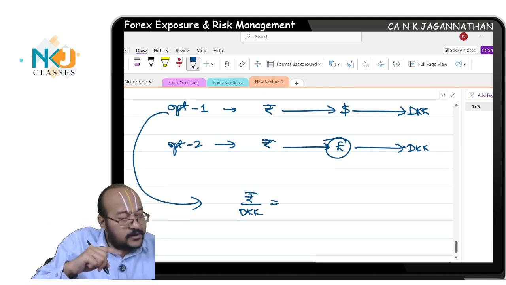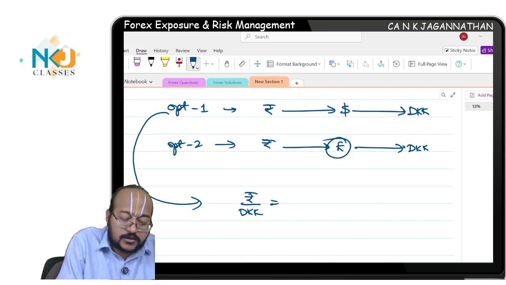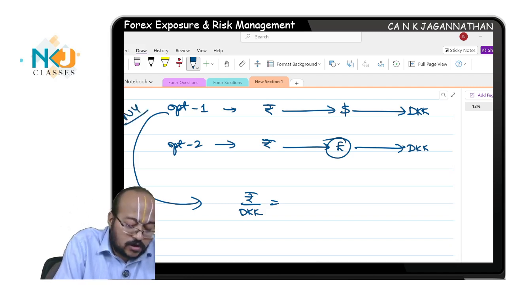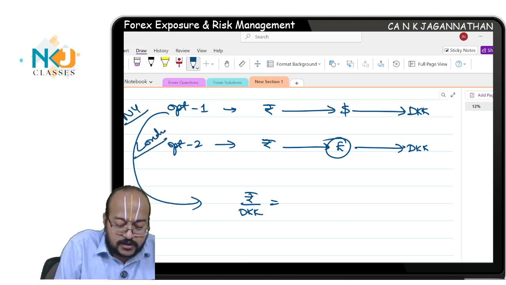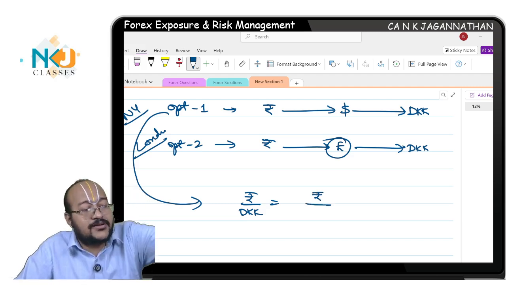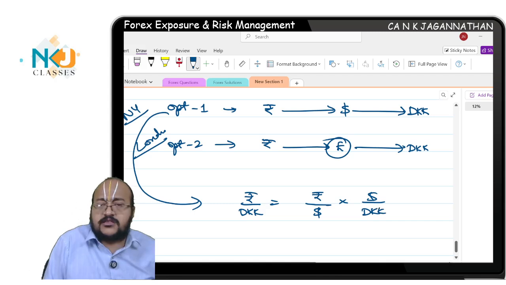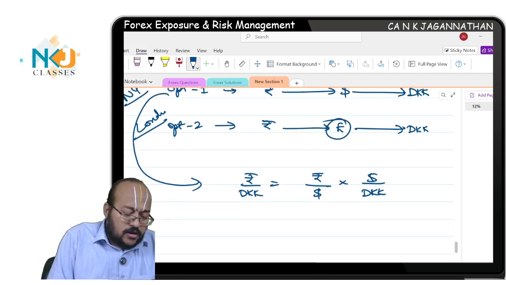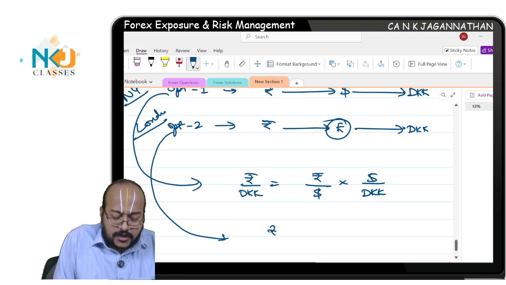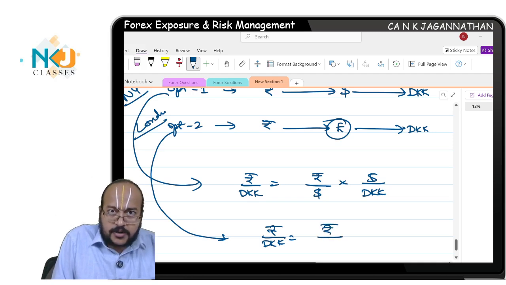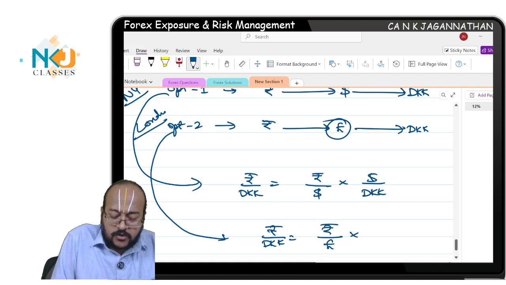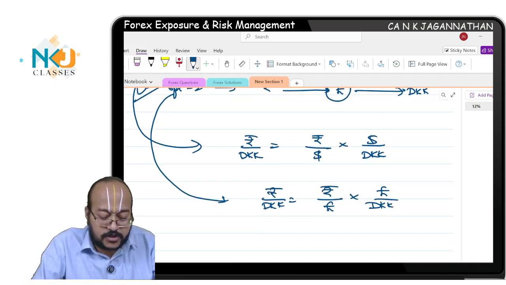You can get it either way. This is the New York market. This is the London market. Are you listening? So for the New York market, how will you do it? You can form the equation with a common currency, and you can take it as US dollar: rupee per dollar into dollar by DKK. Either this you can do, or option 2, if you go to the London market, the same rupee per DKK, you can solve it by rupee. The common currency should be taken as pound: rupee per pound into pound by DKK. This you can do. Are you all understanding? Both the methods are possible.